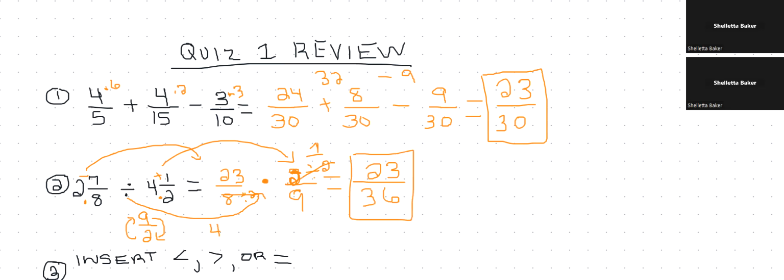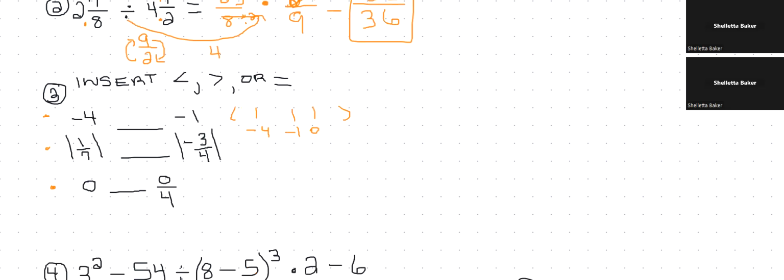Let's look at example 3. For example 3, we want to insert either less than, greater than, or the equal to symbol when we're comparing these 3 sets of numbers. The first one, we're comparing -4 to -1. So I want you to consider a number line when you look at problems like this.